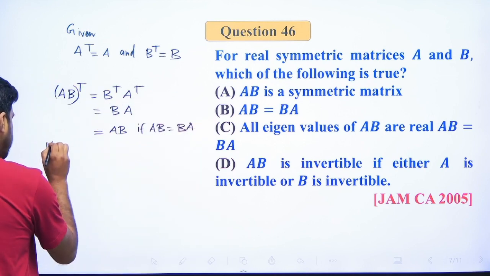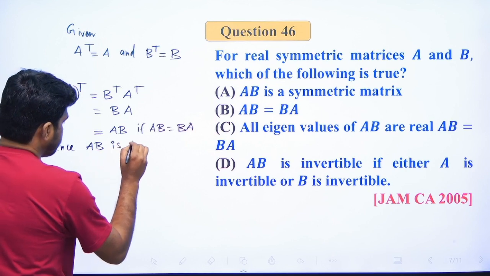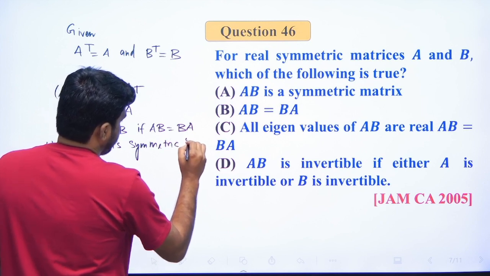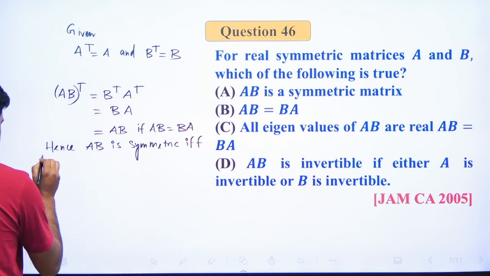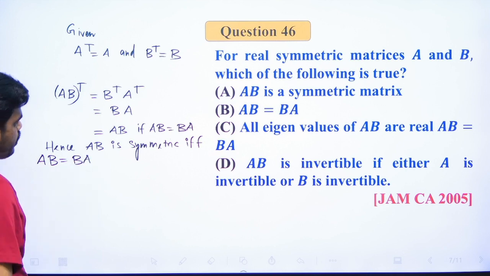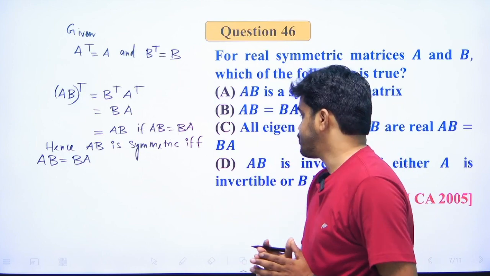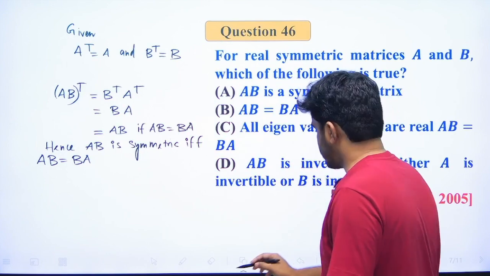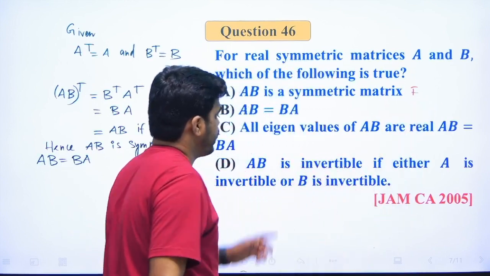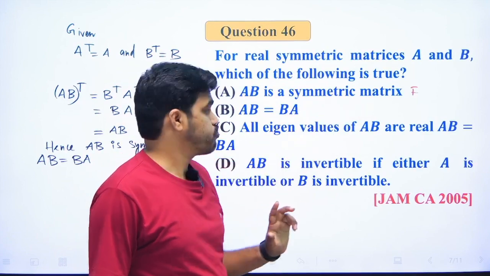So hence AB is symmetric. Hence AB is symmetric if and only if AB is equal to BA. Okay, that is, A and B commute. So this option is false, because here it is given that AB is symmetric, and that is not true. AB is symmetric if and only if AB is equal to BA, which is not given, so that is false.